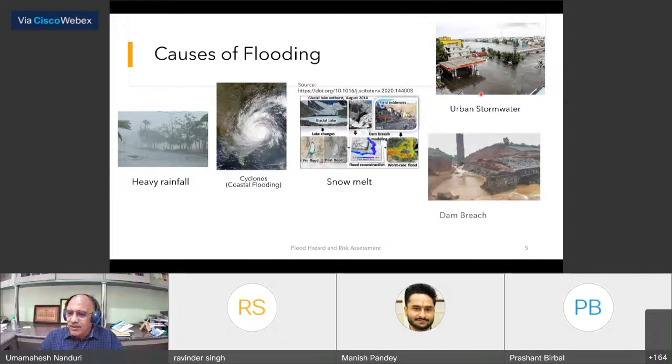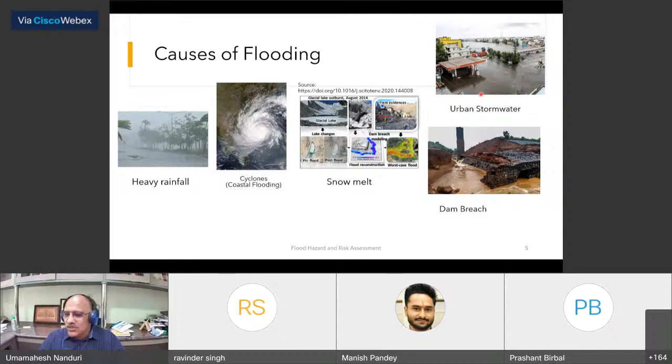Another human cause of flooding is a dam breach. It is not as frequent as other kinds of floods, but it can also have a devastating effect. In fact, this is a picture of the recent dam breach that occurred in Ratnagiri district, Maharashtra, in July 2019, which submerged a large number of villages and caused some loss of human life also. So these are the major causes of floods, especially in a country like India.